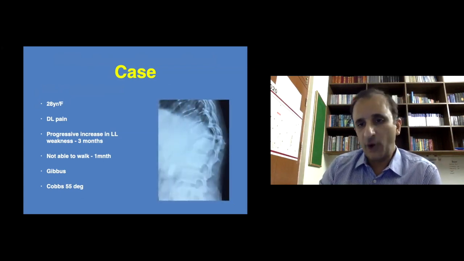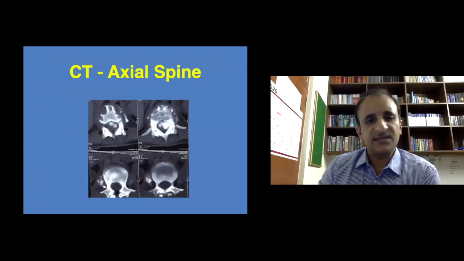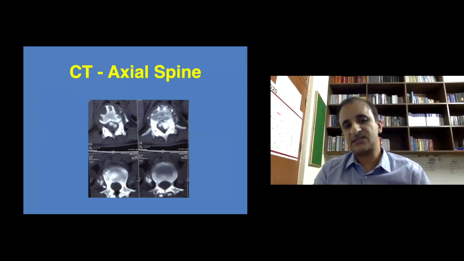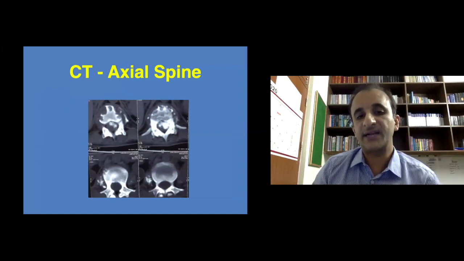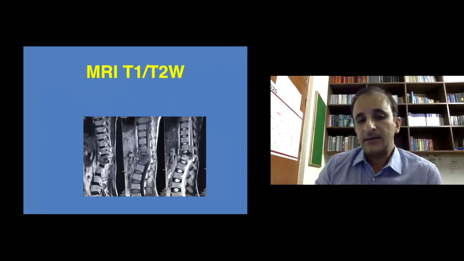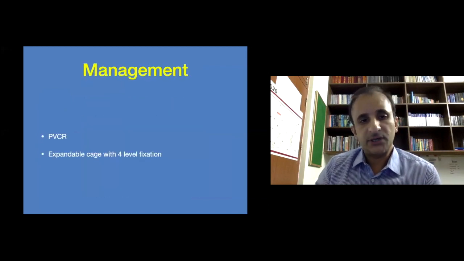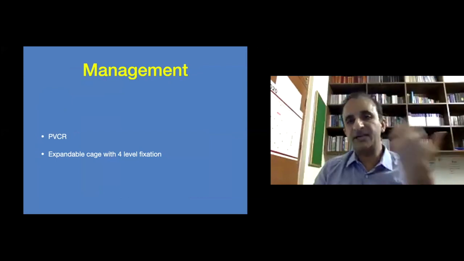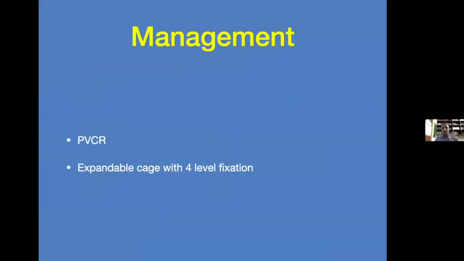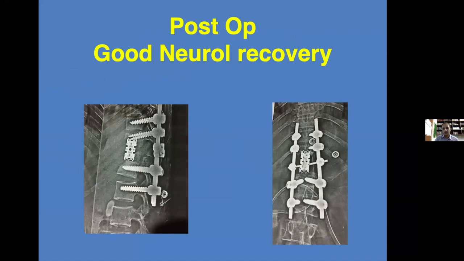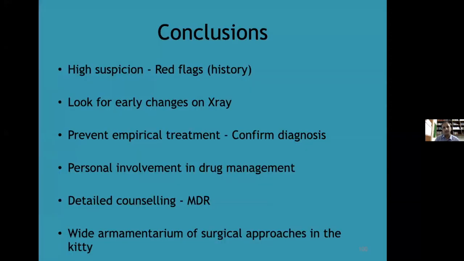Another with a deformity. I think I had discussed this with all of you in the lecture on kyphosis as well. And this was the MRI picture. We did a posterior complete vertebral resection and used an expandable cage to support the spine anteriorly.